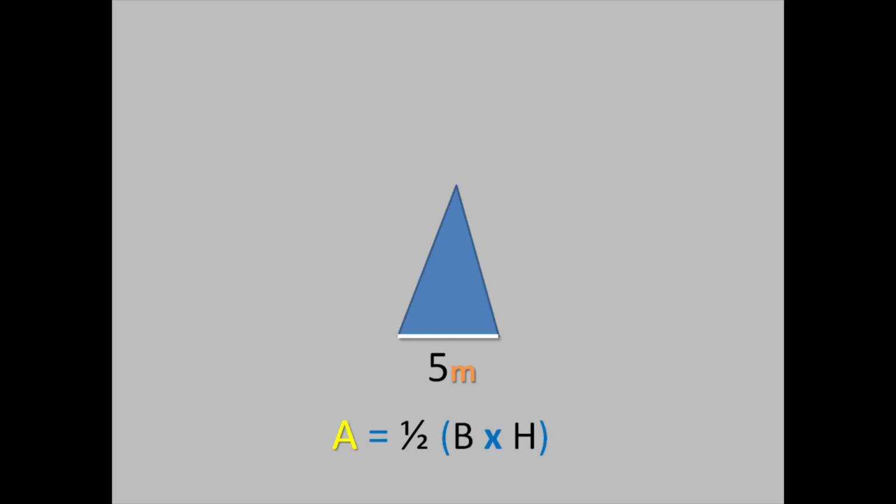Now that we know the formula on how to find the area of triangles, let's put it to the test. Our diagram shows that the base of this acute triangle is 5 meters and the height is 8 meters. So we plug those values into our formula for area, and we get area equals 1/2 of 5 times 8. 5 times 8 is 40, and 1/2 of 40 is 20. So the area of this triangle is 20 meters squared.